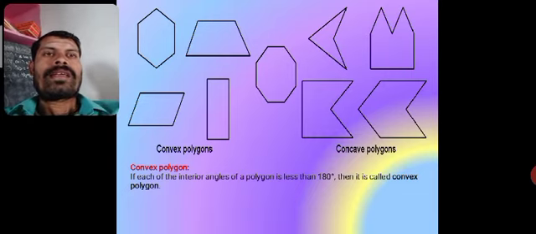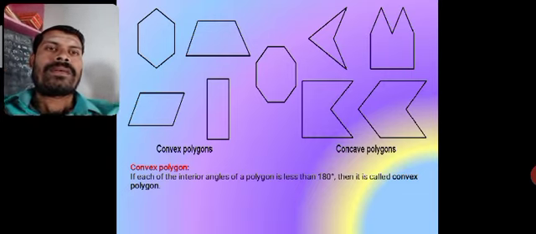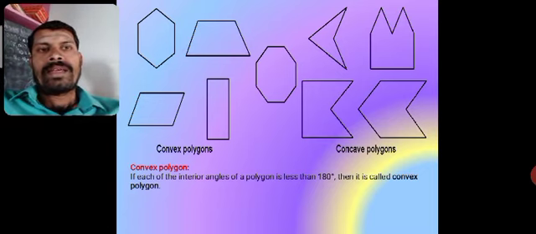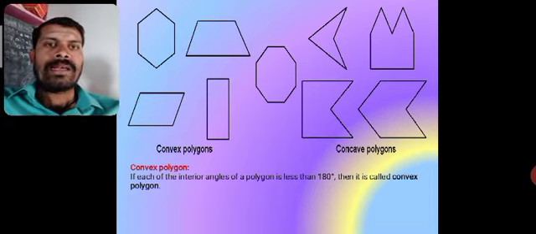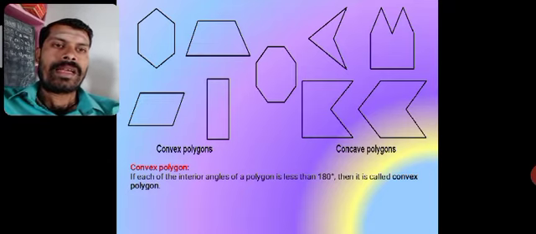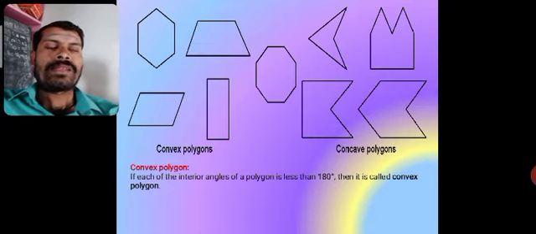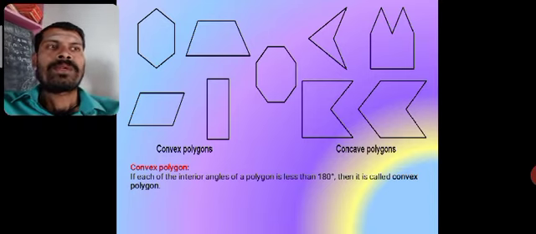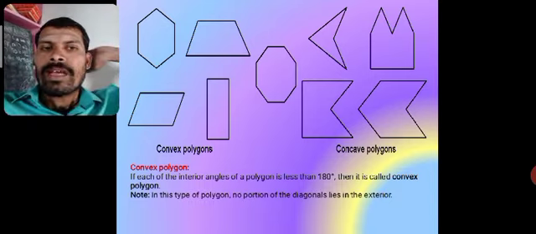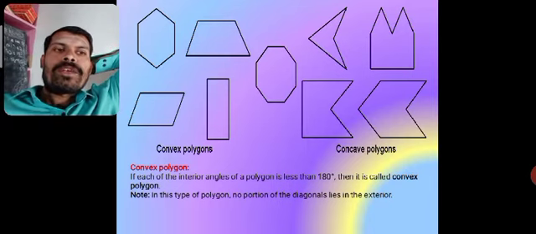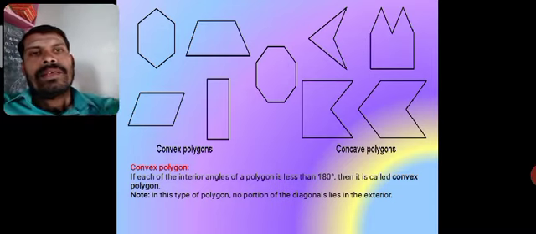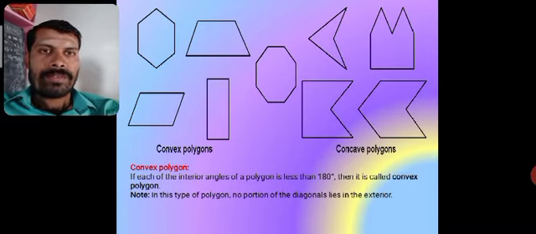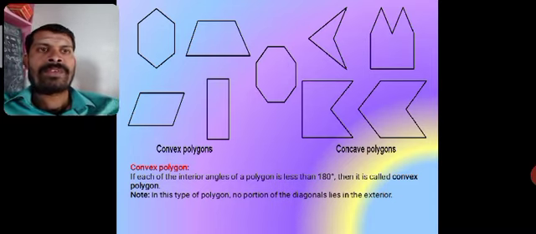Now you see here interior angles in the first part of the figures: each interior angle of a polygon is less than 180 degrees. Then it is a convex polygon. You have to note here that in this type of polygon, no portion of the diagonals lies in the exterior. Diagonals cannot be found in the exterior.